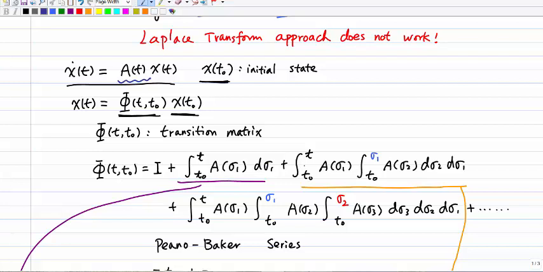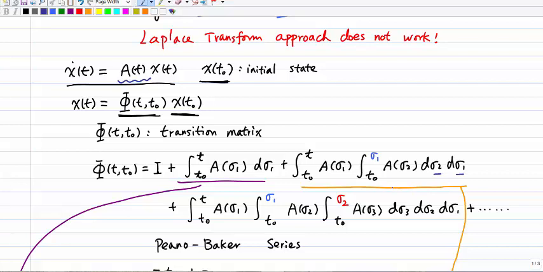The second component is an integration from t0 to t. Remember, the integration for the very last, leftmost one is always from t0 to t, over sigma 1. Then here you integrate from t0 to sigma 1, not from t0 to t, and then integrate A sigma 2 d sigma 2 and d sigma 1. You basically have a double integration, integrating over sigma 2 and sigma 1.